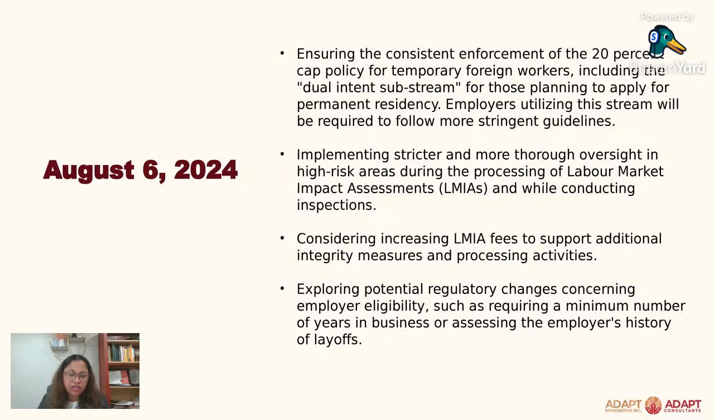They're also exploring potential regulatory changes concerning employer eligibility, such as requiring a minimum number of years in business or assessing the employer's history of layoffs. So they're going to really assess the employer's number of years in the industry with proof, and also if there have been any layoffs in the past. Have they laid off any Canadians, or did they have to lay off Canadians in order to hire foreign workers? Because that will not look good in the LMIA application. So all of this will be considered more strictly. They already consider this, but they will explore more stringent rules.